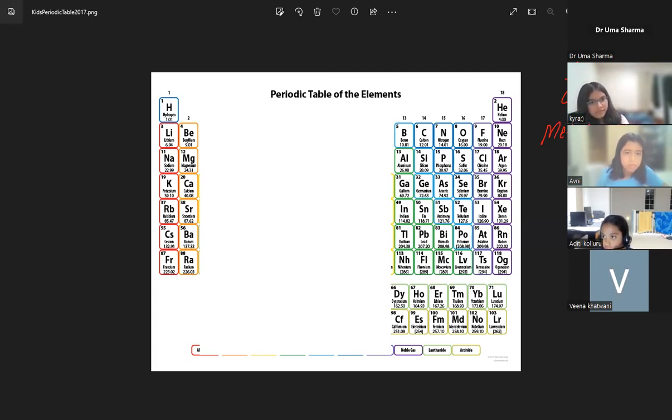You already know how to divide the periodic table into metals and non-metals. It's like a staircase. Left side are metals and right side are non-metals. Okay, now answer my question. Left side are metals. What can metals do? What can sodium do? What can calcium do? What can rubidium do? Are they going to lose or gain?